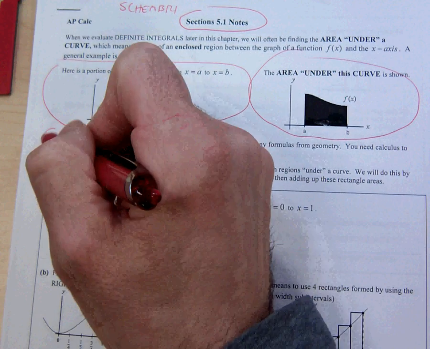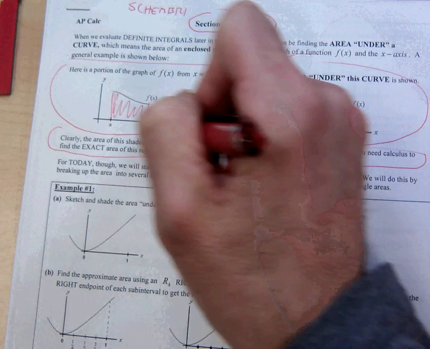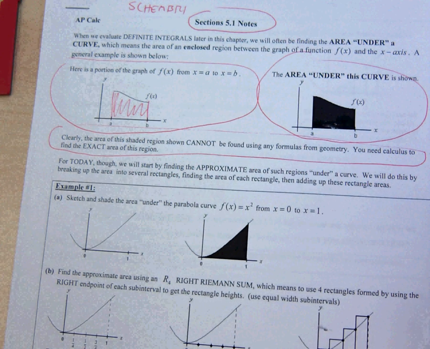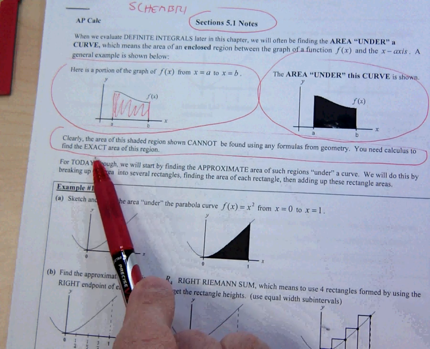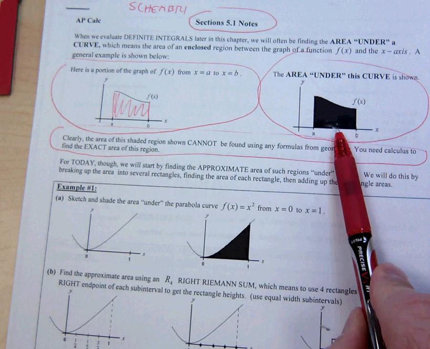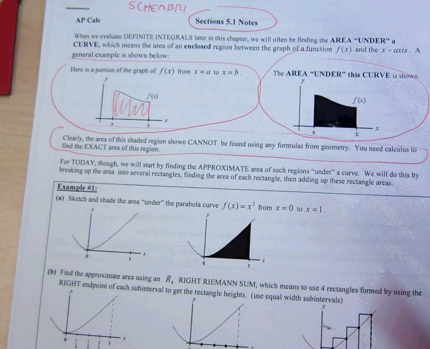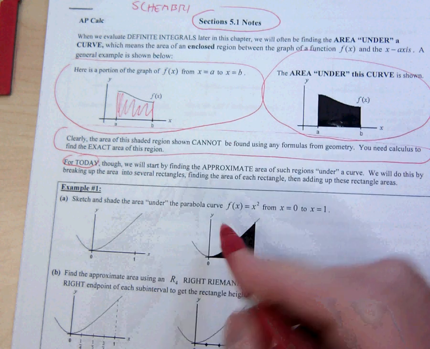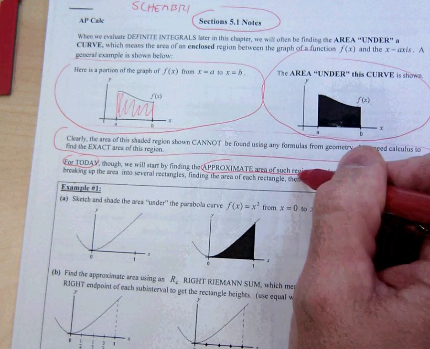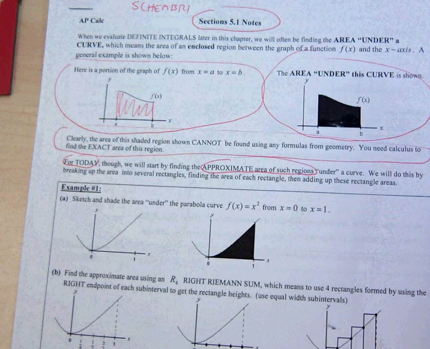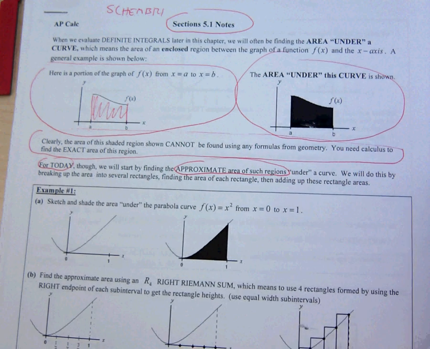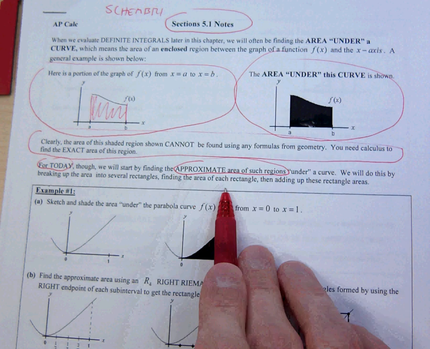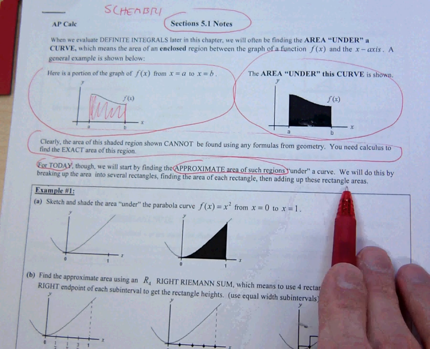Now, clearly, the area of the shaded region cannot be found using any formulas from geometry. So we are going to need calculus to find the exact area of that region, and that's going to be later on. But for today, we're going to start out by finding the approximate area of such a region under a curve. We're going to do this by breaking up the area into several rectangles, finding the area of each rectangle, and then adding up these rectangle areas.